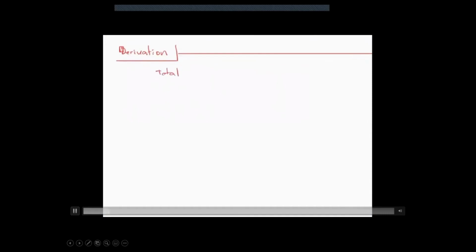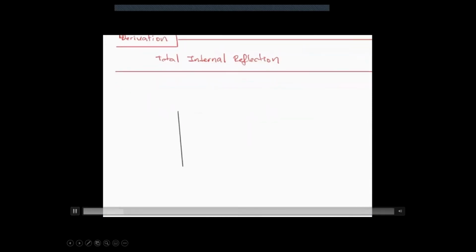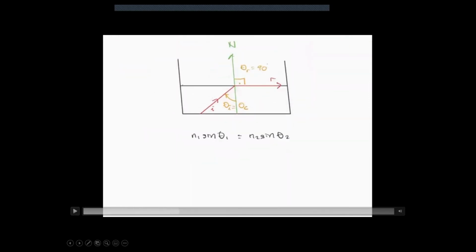All right, so let's capture that. This is going to be an easy derivation. Here's the normal, here's the incident ray, and here's the refracted ray. Notice that the refracted ray is moving parallel to the boundary, which means the angle of incidence becomes the critical angle. The angle of refraction is going to be 90 degrees to the normal, so we get to use Snell's law for that.